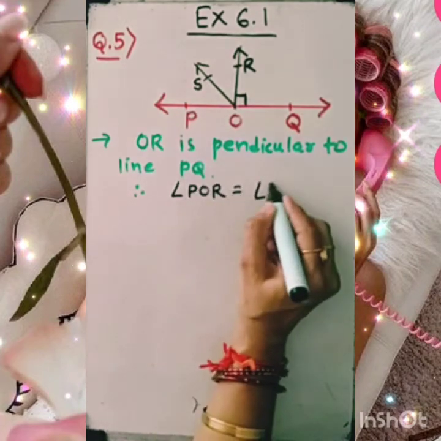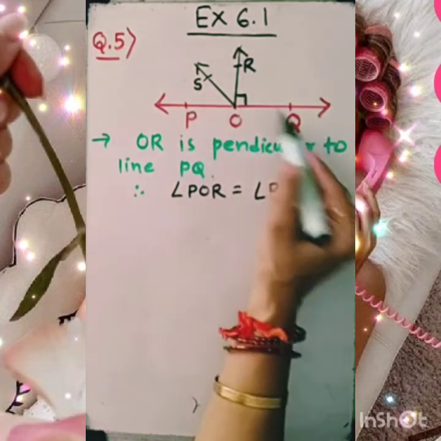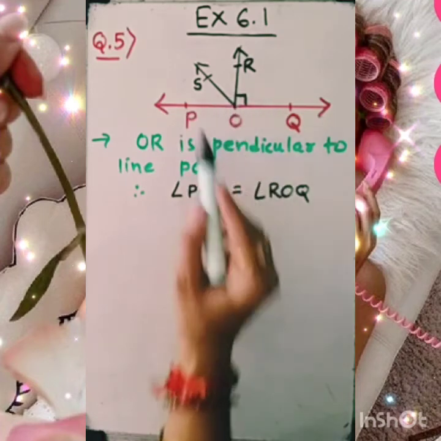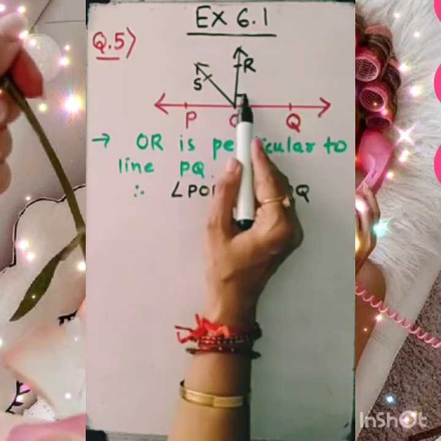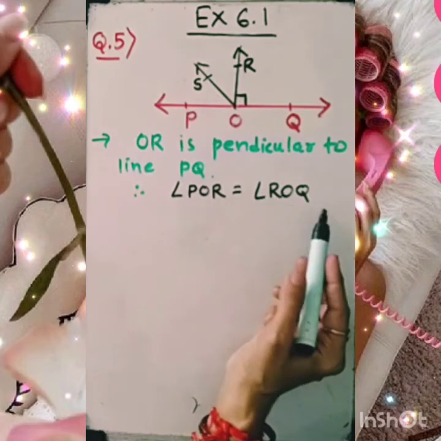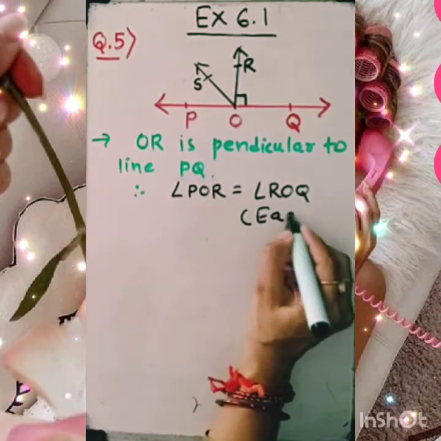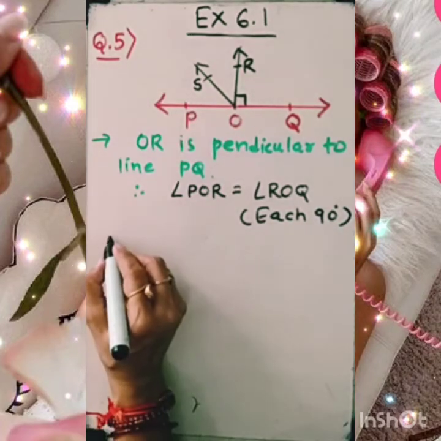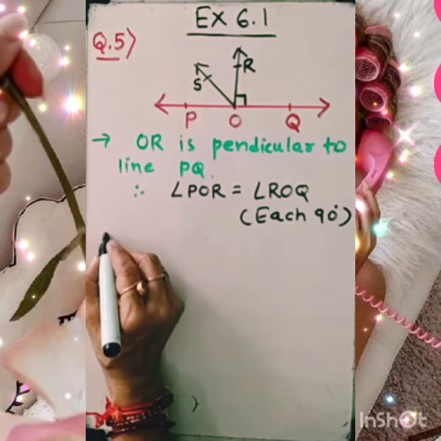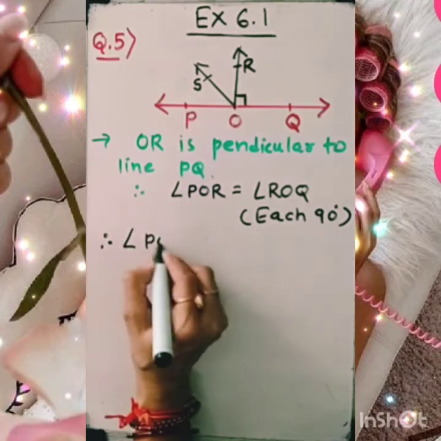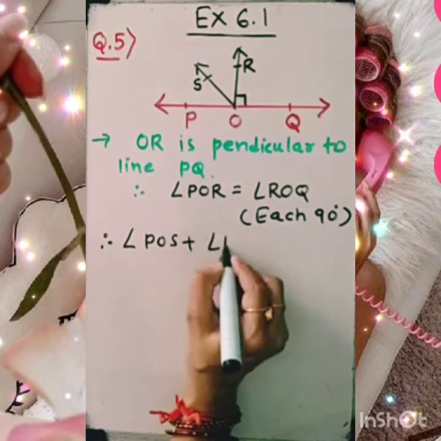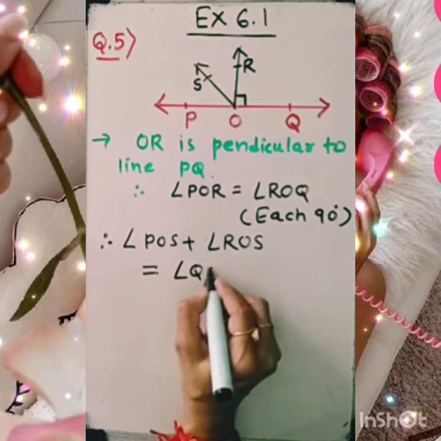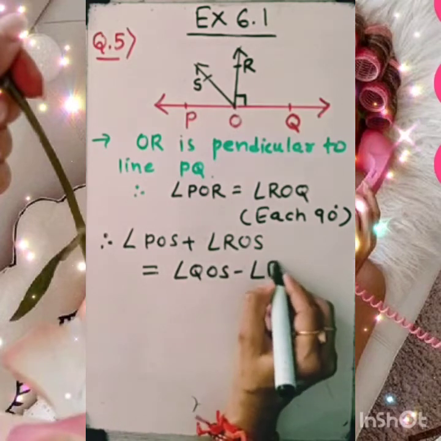We know which 2 angles I am talking about. Here, this is POR, that is also 90, and of course ROQ, this side also 90 degree. Got it? In bracket please mention each of them is 90 degree. So each angle 90 degree. Therefore, now just look at the screen. Angle POS plus angle ROS, that is equal to angle QOS minus angle ROS.